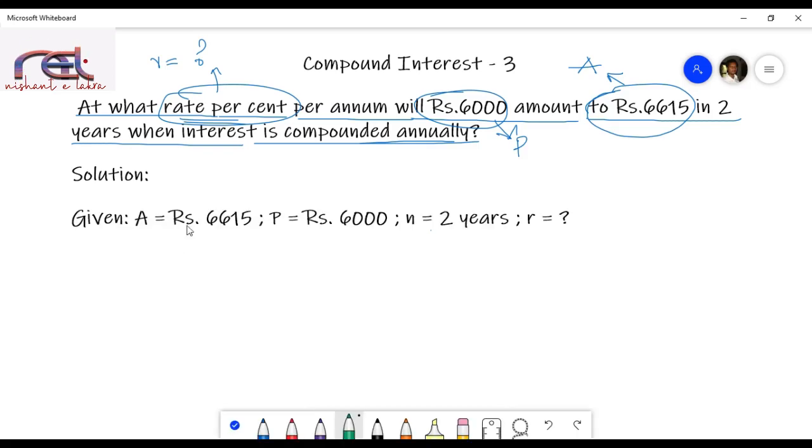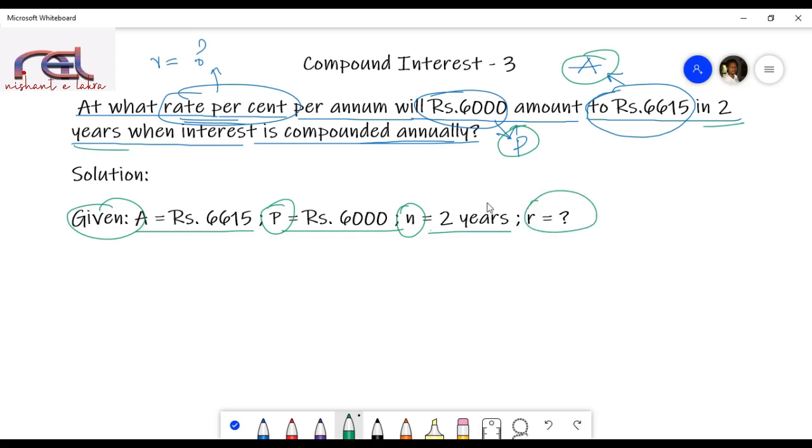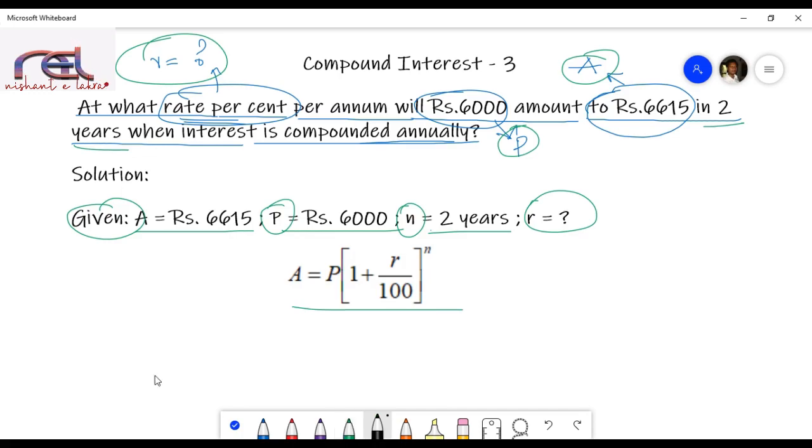The first thing we have to do is write down what is given in the question. Amount is given, that is rupees 6615, and the sum, the principal, is rupees 6,000, and time is 2 years. And what do we have to find? We have to find rate, R. So we'll be using the formula of amount. Amount is equal to P into (1 plus R by 100) to the power N. By now I'm sure you know this formula by heart.